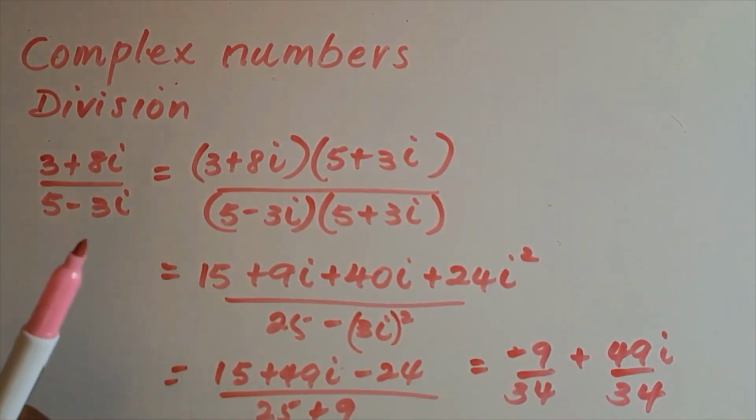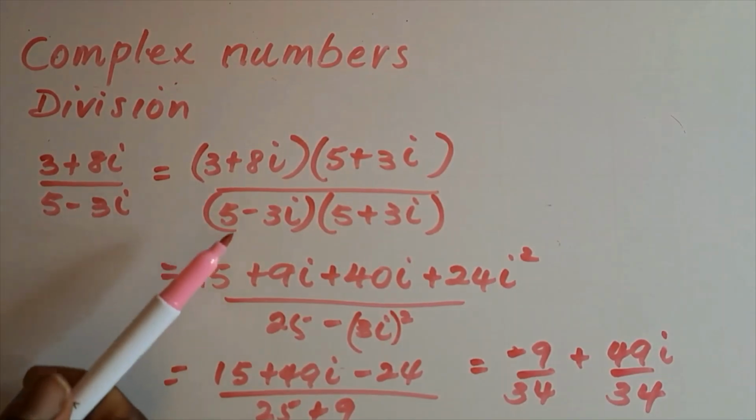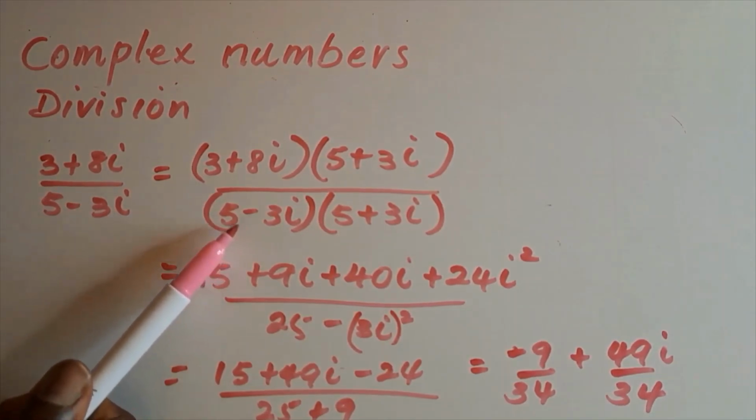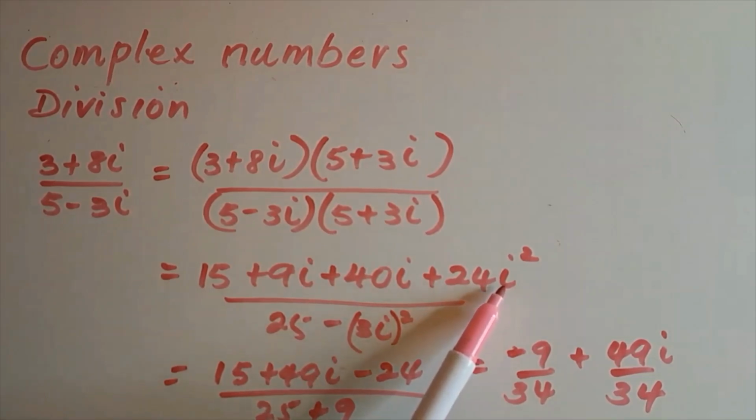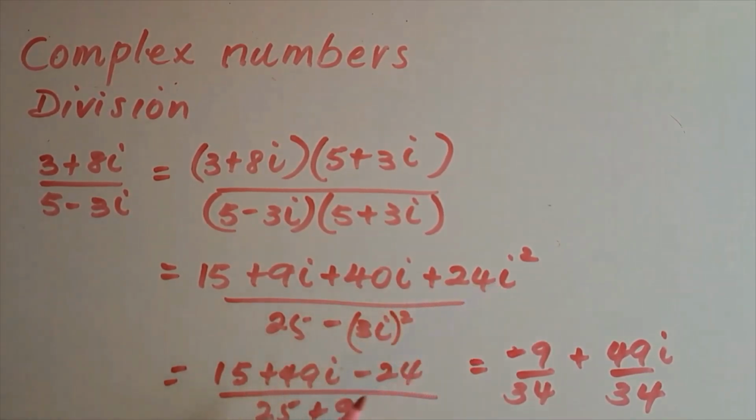Just to recap what we've done, we've just multiplied the numerator and the denominator by the complex conjugate of the denominator here. We clear the brackets in the usual way, being aware that i squared is negative 1, and we simplify to have the real part. Even though it's negative, we still write it first, then the imaginary part, 49 over 34. I'm Alistair, thanks for watching.